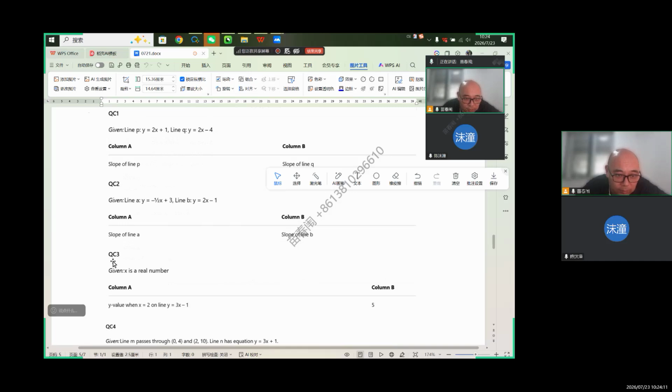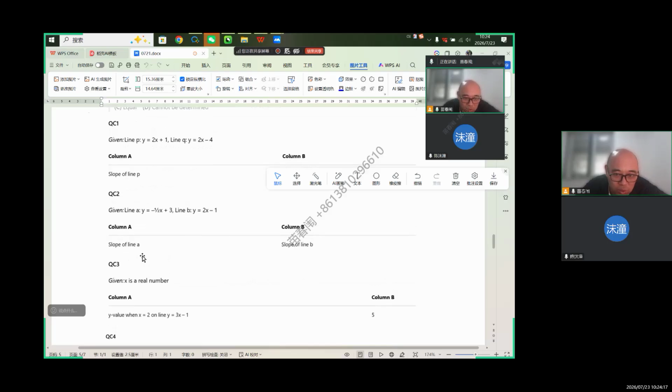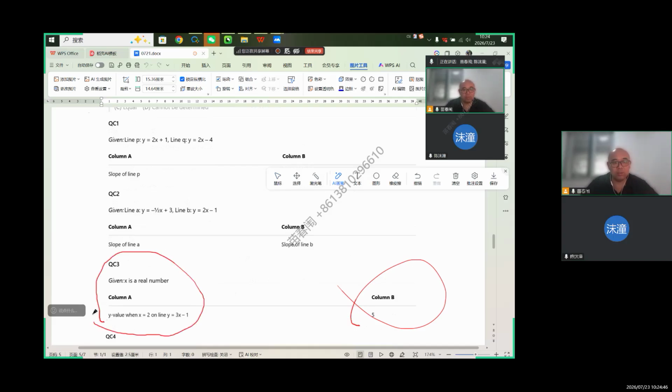Q3. I don't know why they call it QC. No, it's okay. What's 3? That one I picked D. D is uncertain, right? Why uncertain? You remember why? B is 5, it's certain. What does it say? Is A not certain? Let me read it.